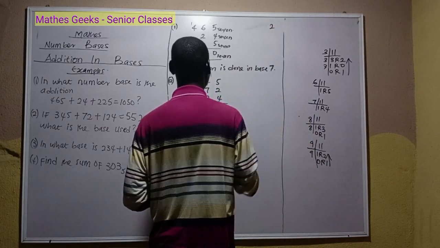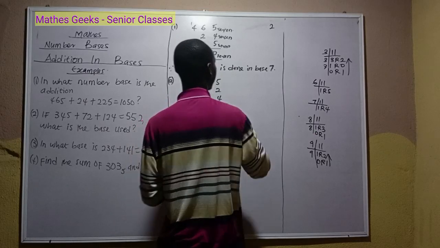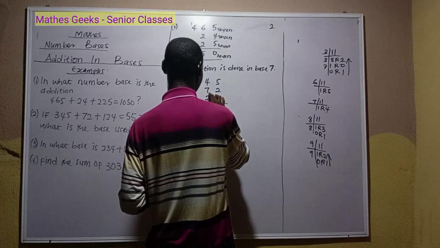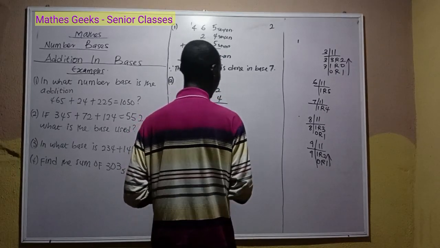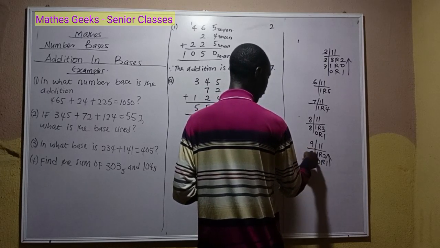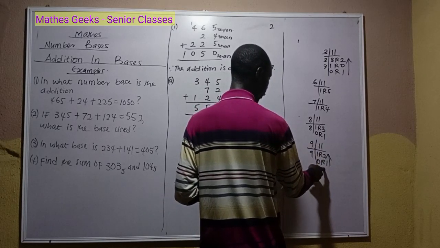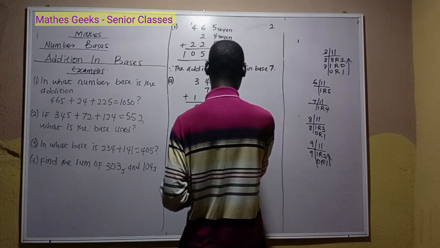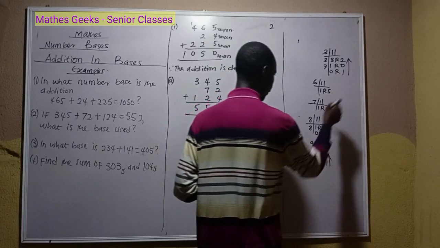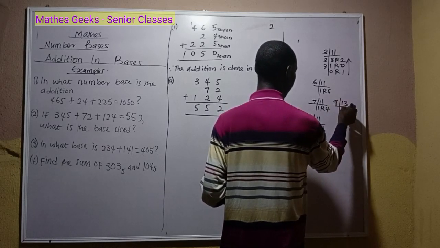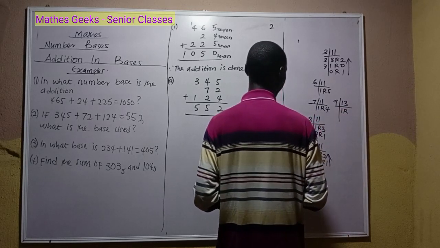So let's see. 4 plus 7. I think I'll write the carried-over digit here. So 4 plus 7 is 11. 11 plus 2 is 13. And here is 5. So let me see. 11 in base 9 will give me 12. Let me also try 13 in base 9 to see if I'm going to have my first digit to be 5. So 13 in base 9: 9 into 13 will give me 1, remainder 4.